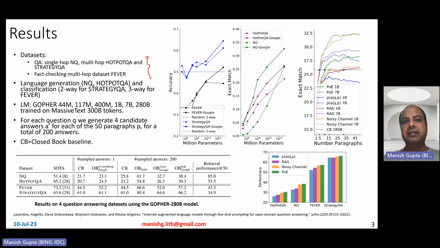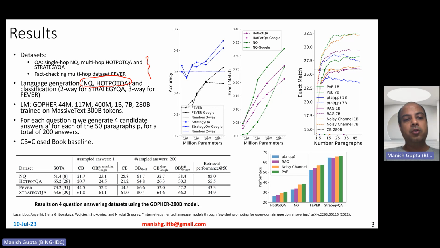The data sets have been chosen such that there is a good mix of single hop and multi-hop data sets. There is also a good mix of language generation versus classification data sets. Natural Questions and HotpotQA are language generation problems, while StrategyQA is a 2-way classification problem and FEVER is a 3-way classification problem.